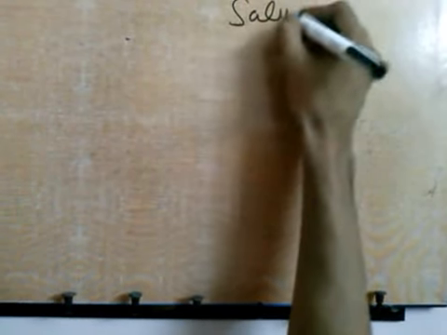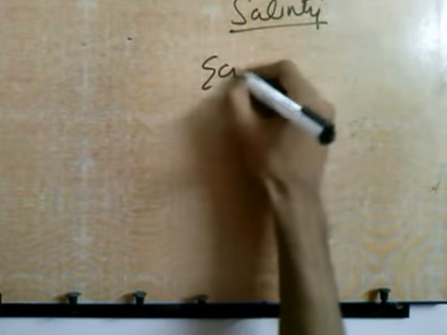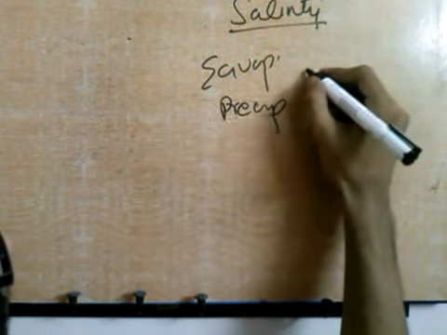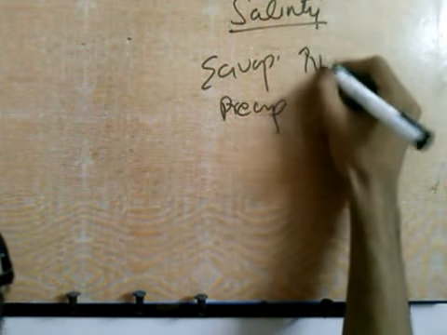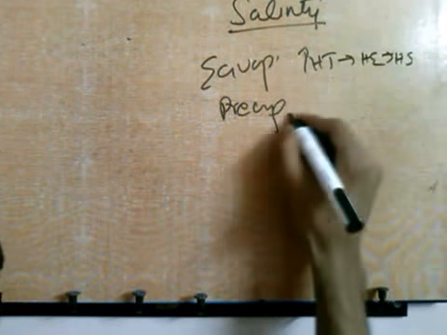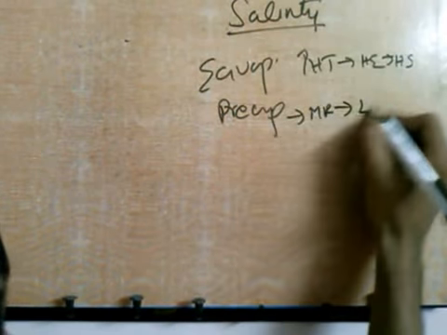The next topic we are going to see is salinity. What are the factors affecting salinity? Evaporation and precipitation. When there is high temperature, there is high evaporation, so high salinity. When you have more rainfall, there is less salinity.